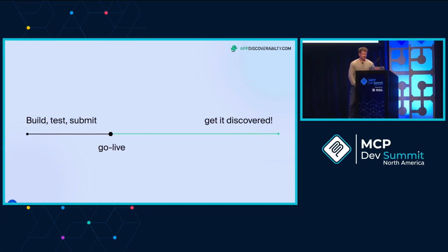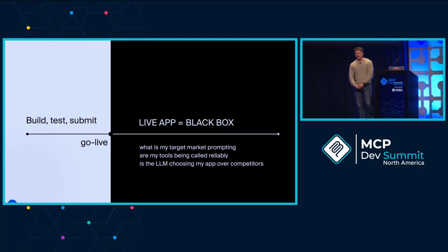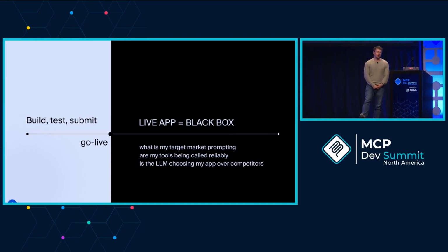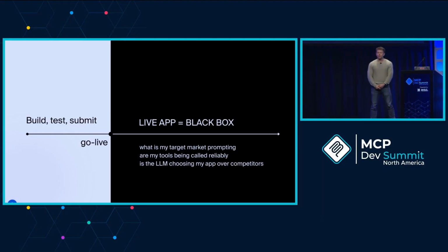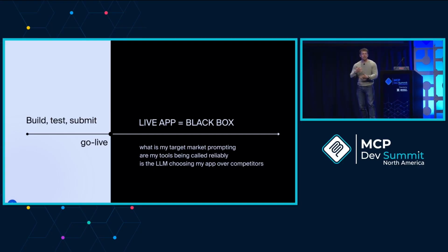Yeah, that's how discoverability works. Well, once you go live, it's actually a black box. You're going to be blind on so many important questions, like, are the people that I'm targeting my app to prompting, and are my apps or the tools that target those prompts being recommended? Is an LLM choosing my app and my tools over other similar apps and tools? All of this, you have no idea.